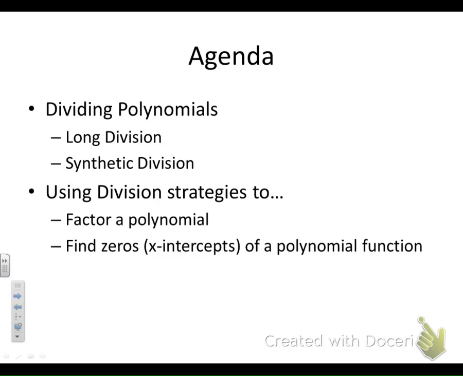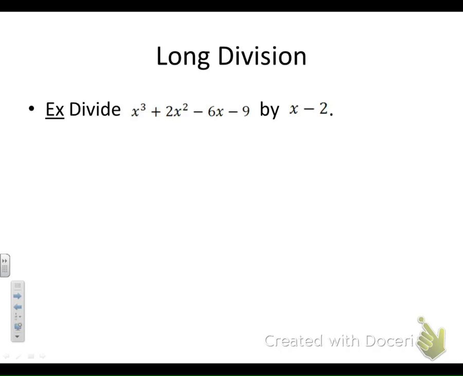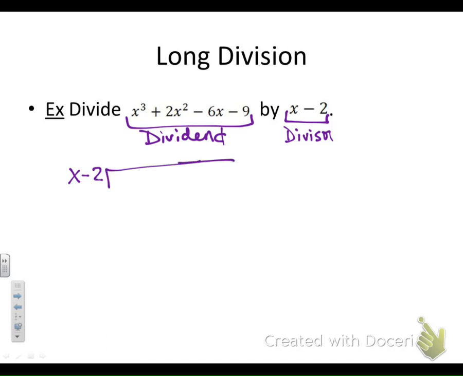Let's go to examples. We're going to use long division to divide the polynomial x cubed plus 2x squared minus 6x minus 9 by x minus 2. What we're dividing by is called the divisor. So when you hear me say these words, this is what I'm referring to. The divisor goes outside, and the dividend goes inside.